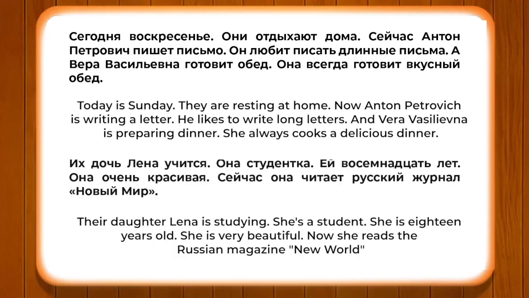Now the next line is их. Их means Anton Petrovich and Vera Vasilievna. Их дочь, their daughter, дочь, Lena, учится, the daughter studies. Она студентка, she is a student. Ей 18 лет, she is 18 years old. Она очень красивая, she is very beautiful. Сейчас она читает русский журнал «Новый мир». Right now she is reading the Russian journal called Novy Mir.